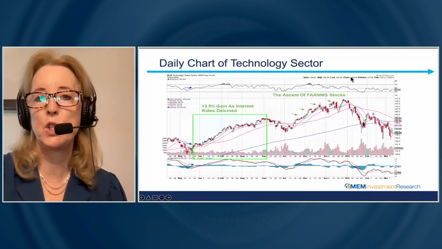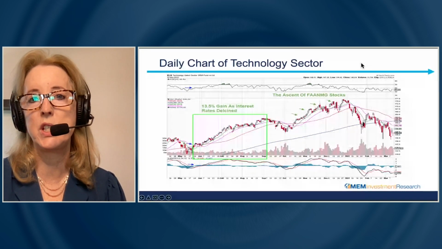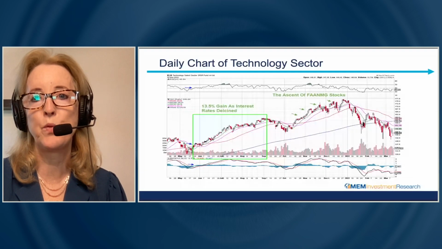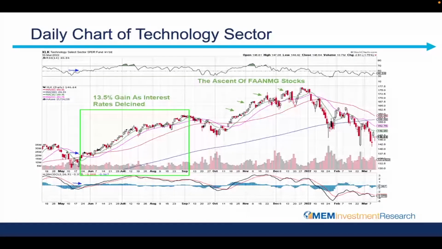We did share with you in the beginning that technology was one of those top performers, up 34% for 2021. But we can see that it is an area that is also highly sensitive to interest rates. So going back, this period I'm highlighting here is the end of May into September. Very healthy period here for technology stocks. And it was, again, that period when interest rates were declining.